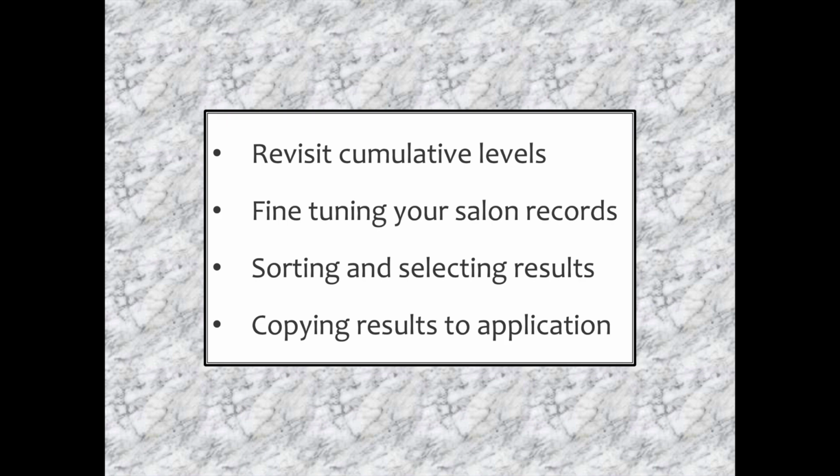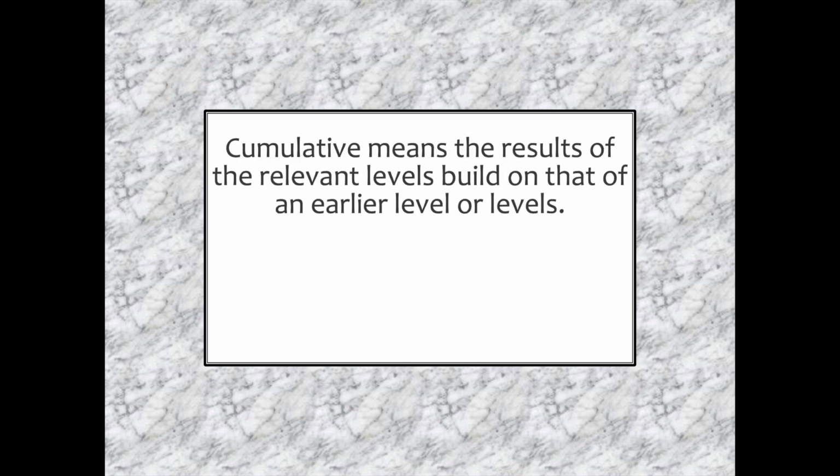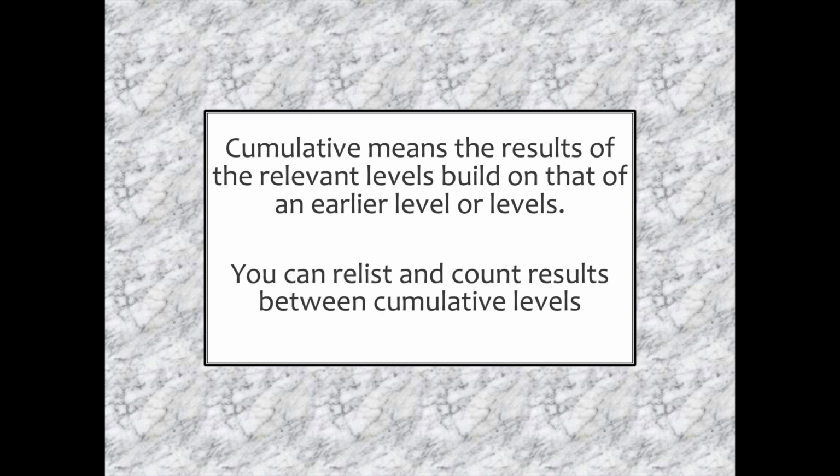Firstly, let's just quickly run back over what I mean when I say that a level is cumulative with other levels. Cumulative means that the results of the relevant distinctions levels build on that of an earlier level or levels. In other words, you can relist and count results between the cumulative levels. In fact, what many people do is start with the finalised application from the previous level and simply add the extra results that they need to reach the criteria of the higher level.